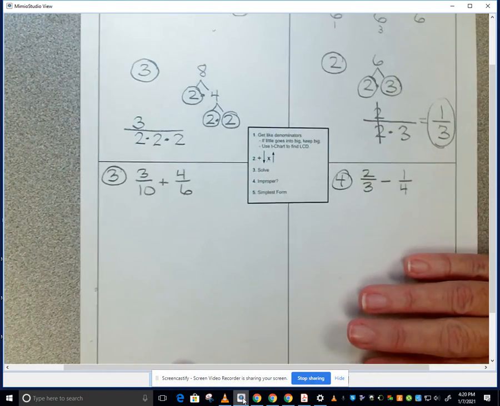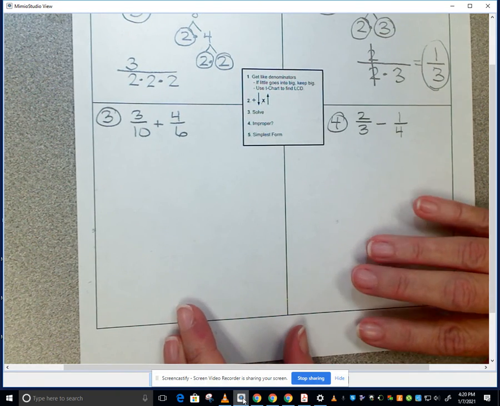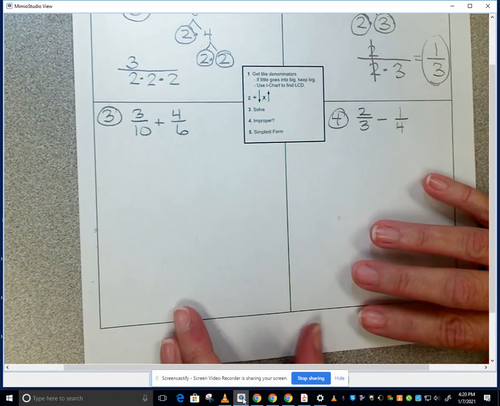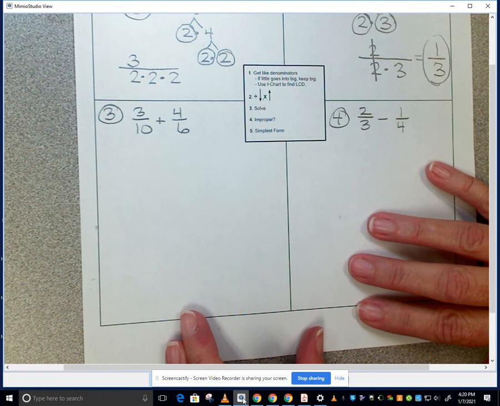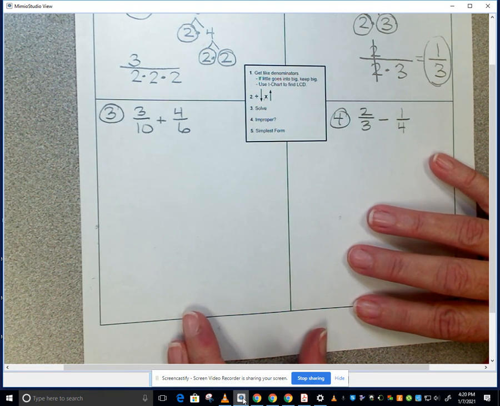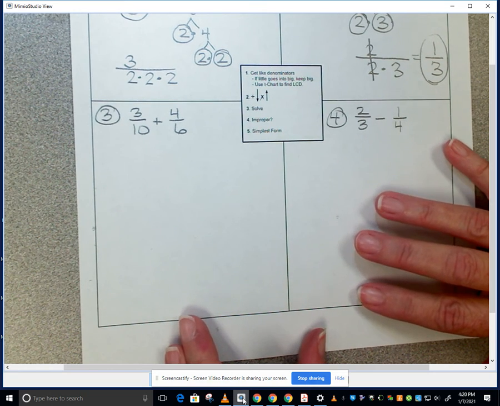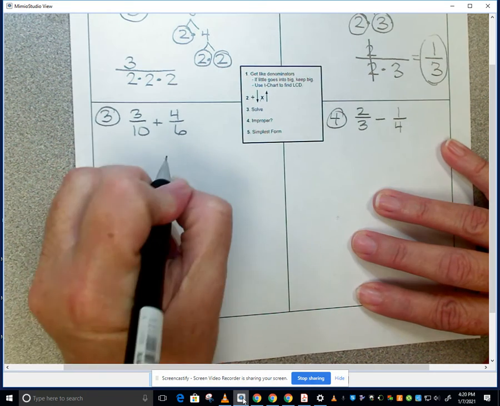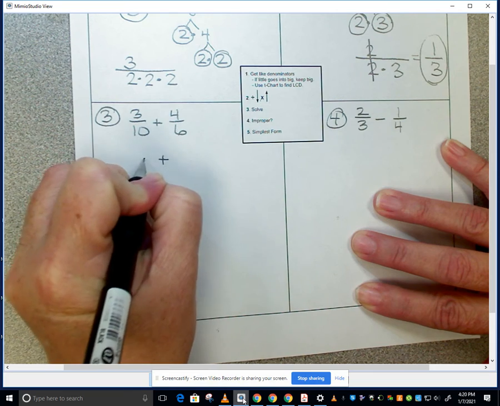All right, let's look at number 3. Once again, if I'm going a little fast, pause it so you can catch up. I don't want to get too far ahead. I just didn't want to make a really long video for you to have to go through. Okay, let's go ahead. We know we're going to have to rename these fractions.